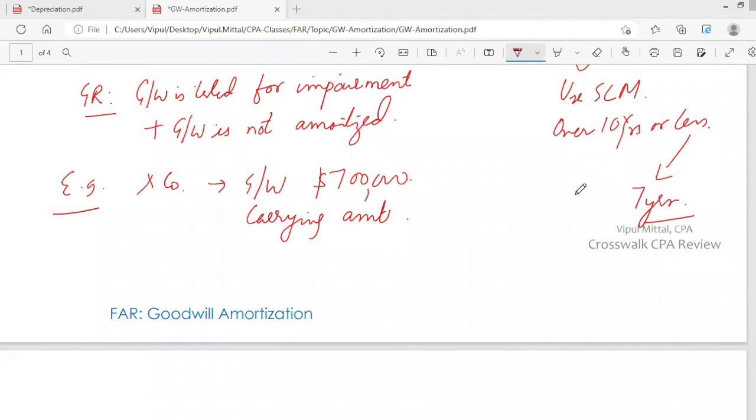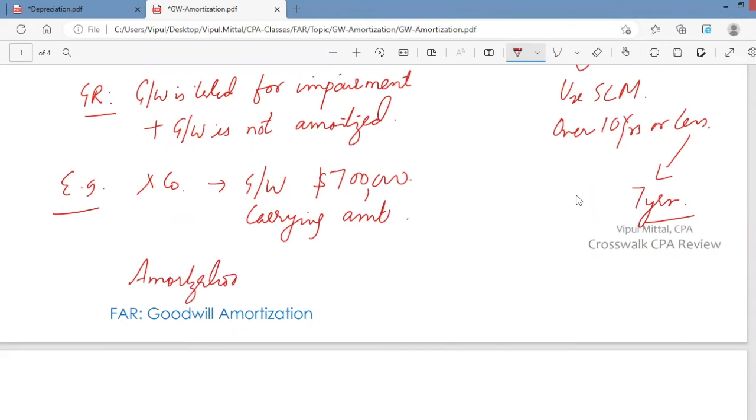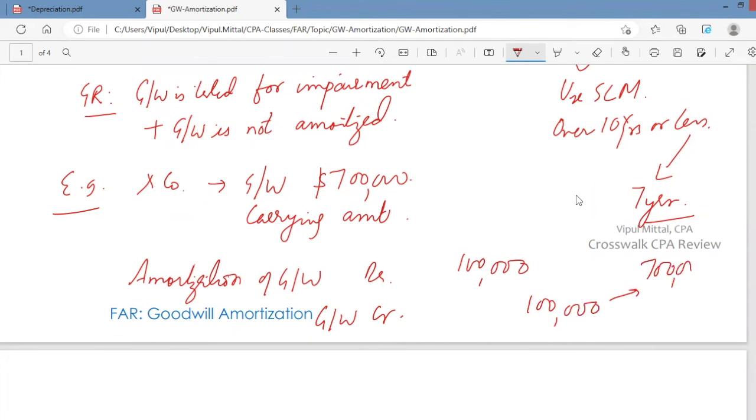So how will you record this amortization? At the end of the year, you will record this journal entry. Amortization of goodwill, debit, and credit goodwill for $100,000. How do you get this? 700,000 divided by the amortization period, 7 years.